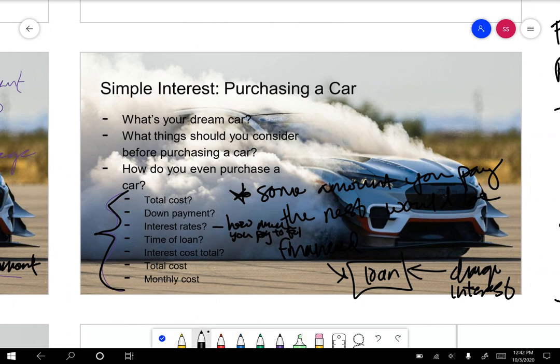And another thing that affects that is the time of the loan, right? The longer you have the loan, the more interest you're accruing and the more you have to pay total. This will make a little more sense when we get to the actual examples. It would also affect the total cost and the monthly cost of the car.